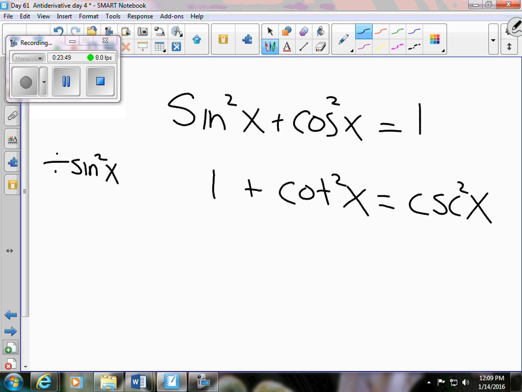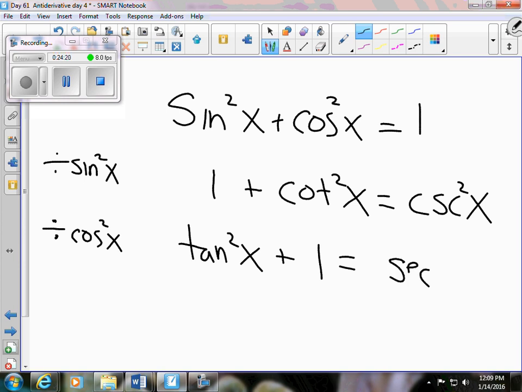And there's one other Pythagorean trig identity. And that one you get if you start with the original and you divide every term by cosine squared x. Let's see what that one would be. These you don't have to memorize if you know how to get them. What would sine squared x over cosine squared x equal? Tan squared x. Plus cosine squared over cosine squared, 1, equals 1 over cosine squared, secant squared. Okay, you might say, why do we have to know this?